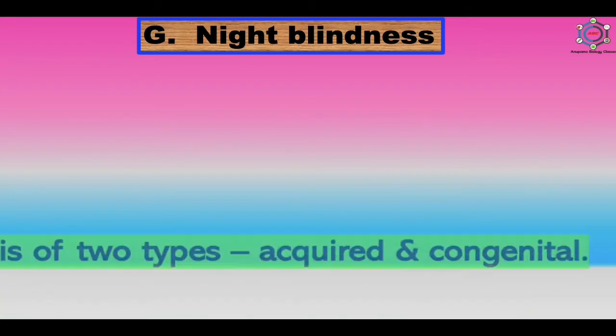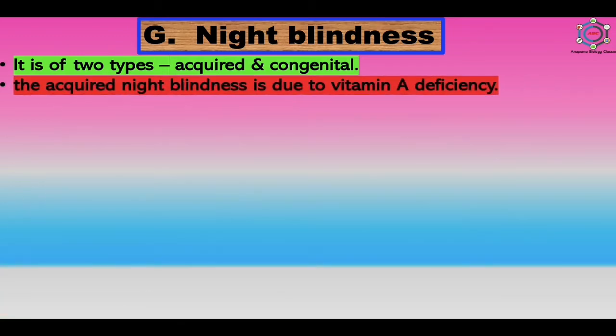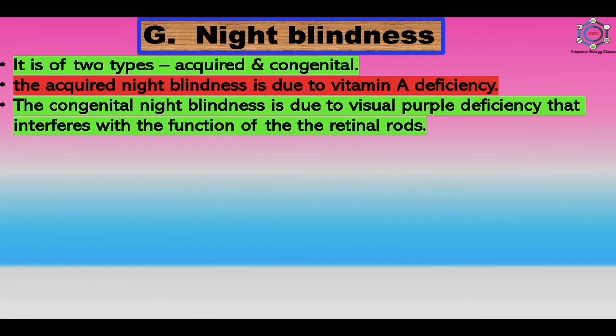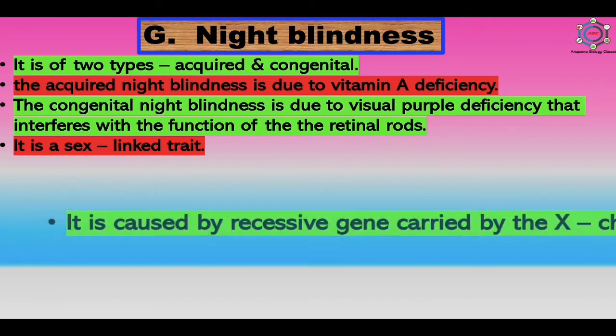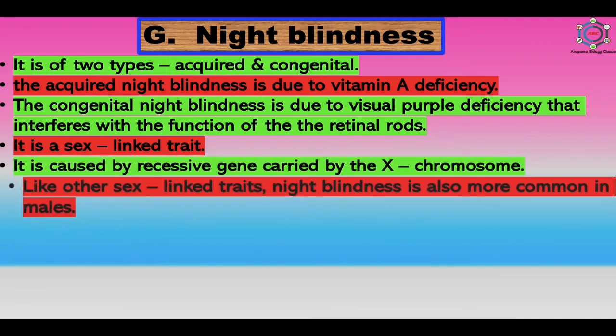Now next is night blindness. So what is night blindness? It is of two types, acquired and congenital. The acquired night blindness is due to the vitamin A deficiency. The congenital night blindness is due to visual purple deficiency that interferes with the function of the retinal rods. It is a sex-linked trait. It is caused by a recessive gene carried by the X chromosome.